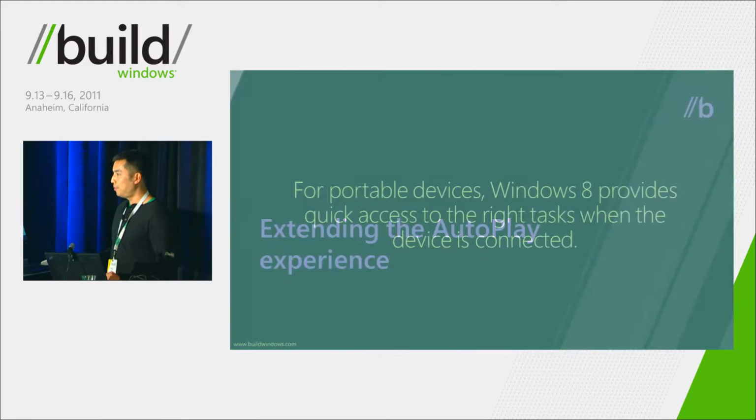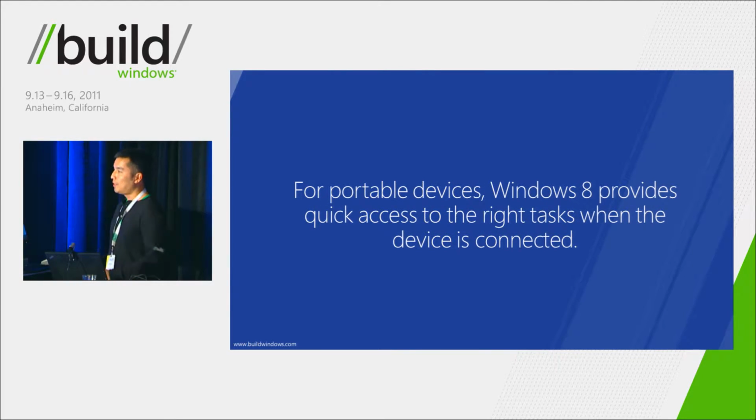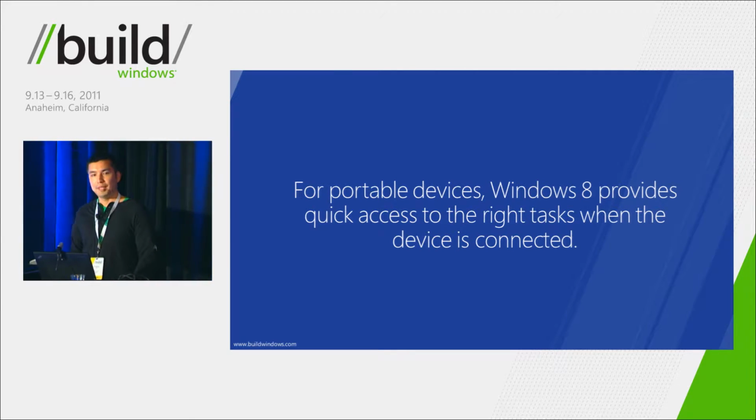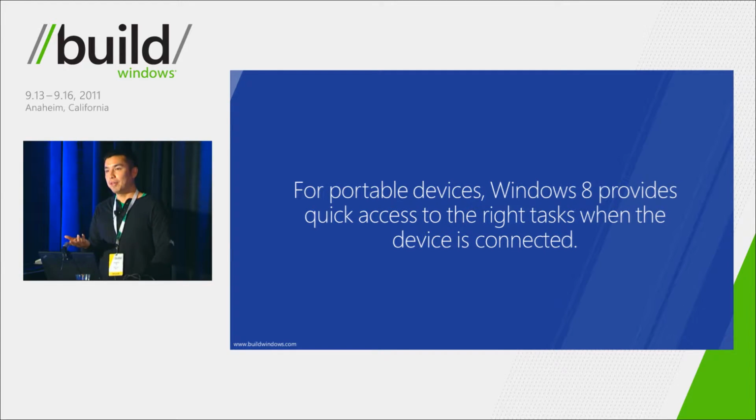Next, I'm going to talk about autoplay. For portable devices, Windows 8 provides quick access to the right tasks when the device is connected. Portable devices are devices that are connected to a PC pretty much only when you want to do something with them. For example, when I connect a digital camera to my PC, sorry, I'm too old. When I connect a camera to my PC, then generally I want to do something with it. When I connect a thumb drive to my PC, I generally want to do something with it. But for example, when I just turn my PC on at home and it connects to my printer, it would be odd if at that moment Windows interrupted me and said, I think you want to print because I just discovered a printer.